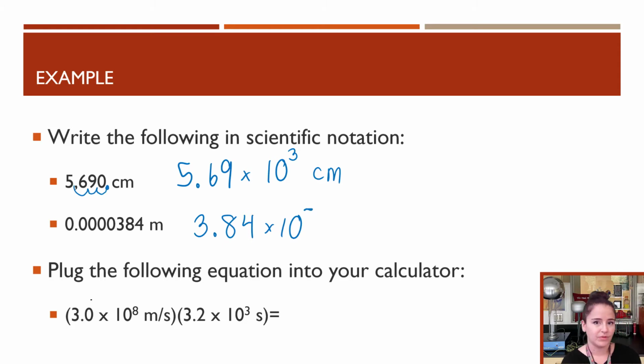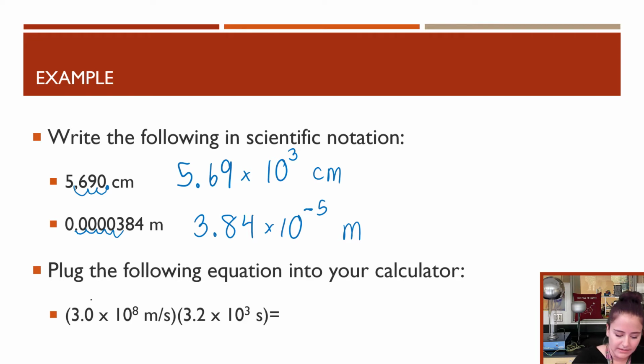Negative how many? Well, it's how many times we would have to divide that number by 10, aka move that decimal. So 1, 2, 3, 4, 5. So times 10 to the negative 5 meters. Okay, cool. Now, can you do math with scientific notation on your calculator?